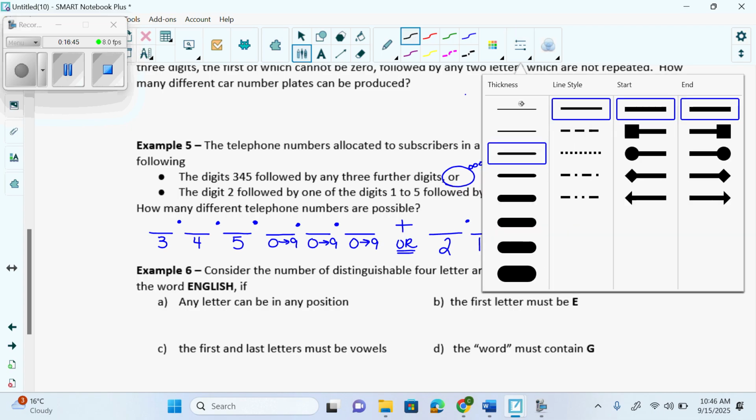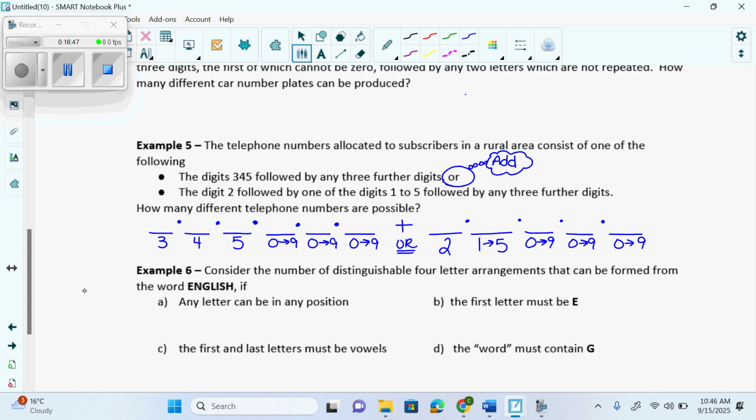So, for the first blank, I'm allowed the digit 3. How many is that? How many numbers are there? 1. The number 3. Right? You're just listing how many there are above that blank. The number 4, how many options? 1. The number 5, 1. 0 to 9 is how many options? 10. Then the digit 2, which is 1.